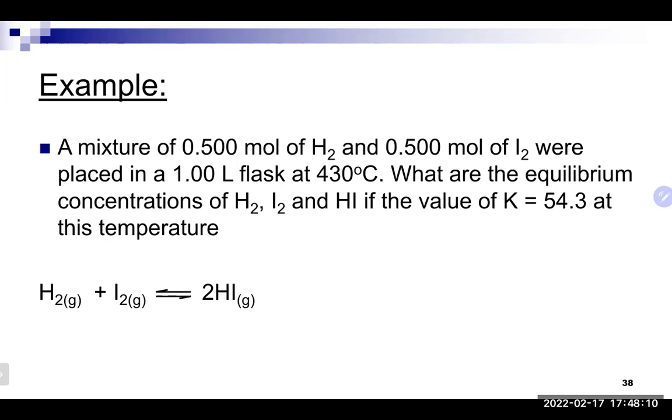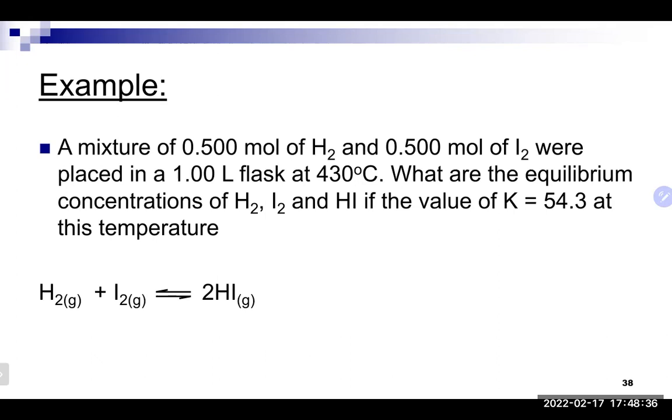All right, so take some time here, work this one out. We're starting with 0.5 moles of H2 and 0.5 moles of I2 placed in a 1 liter flask. What are the equilibrium concentrations of everybody? The equilibrium constant in this case is 54.3. So take some time here, and we'll get started in just a bit and see how you're doing.